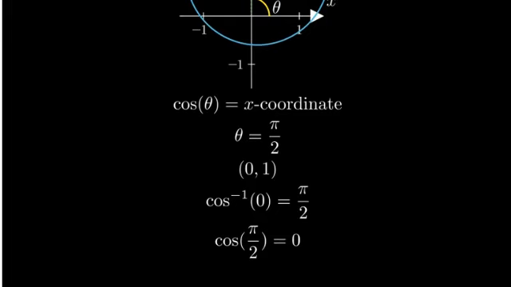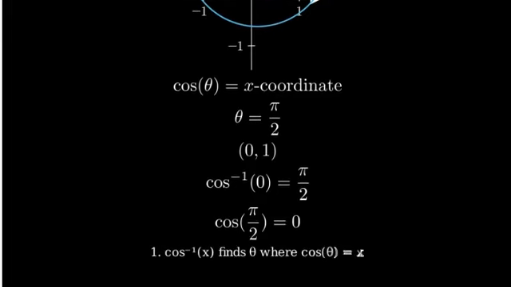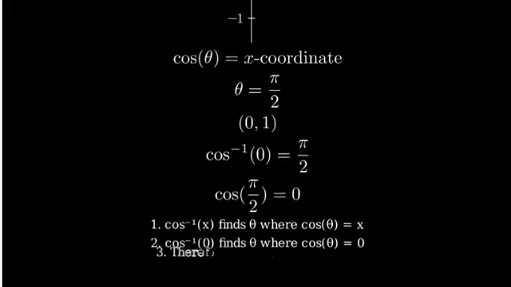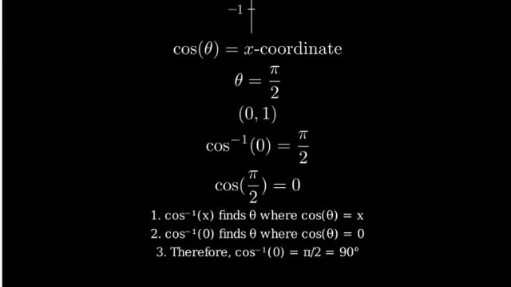Let's summarize what we learned. The inverse cosine function finds the angle whose cosine equals a given value. When we're looking for the inverse cosine of 0, we're finding the angle whose cosine is 0. This angle is pi over 2 radians or 90 degrees. And that's how we find the inverse cosine of 0.